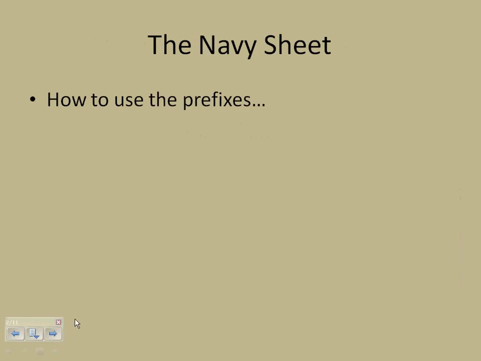Tomorrow, I'm going to give you what I call the Navy sheet that has a lot of prefixes on it. So, for example, you could look up the word milli, and you would see that it means 10 to the minus 3. So we could say there are 1,000, which is 10 to the third, millimeters in 1 meter. If we look at the word nano, nano means 10 to the minus 9th, which is 1 times 10 to the 9th nanometers in 1 meter.